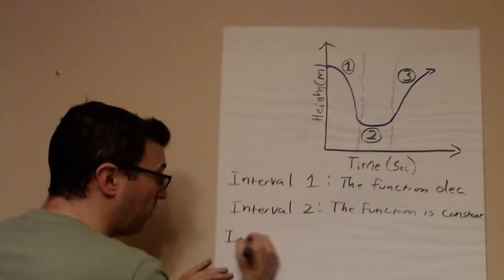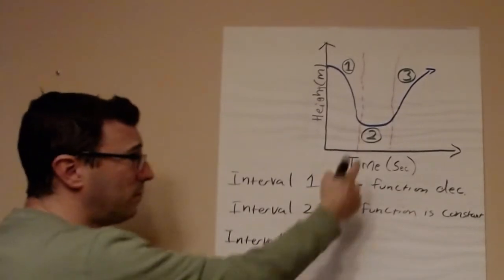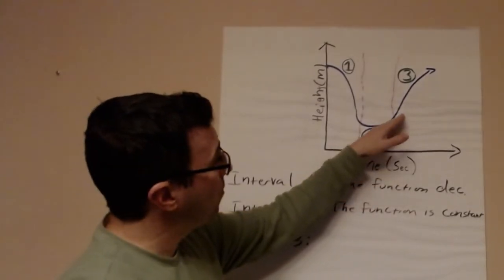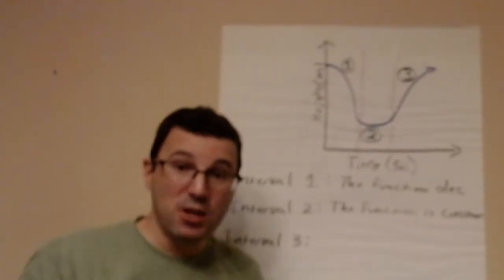In interval 3, I notice that now that line is angling back up. So it's now increasing again. Okay? So we would say here, in section 3, in interval 3, that the function is increasing.